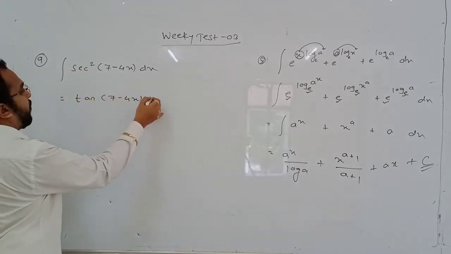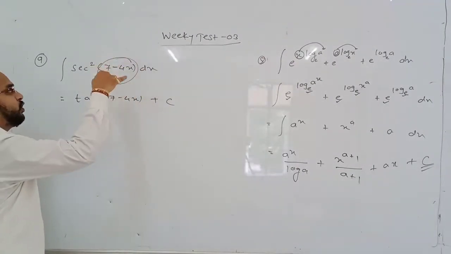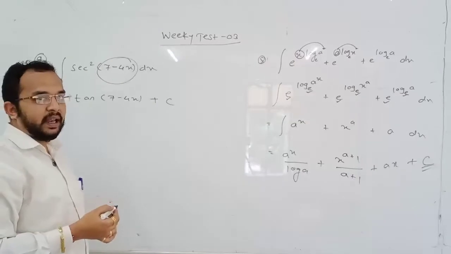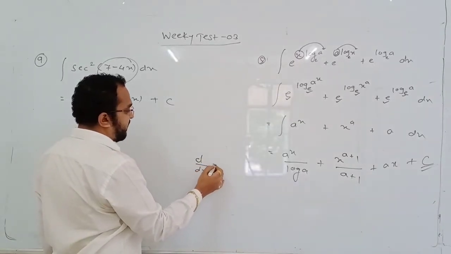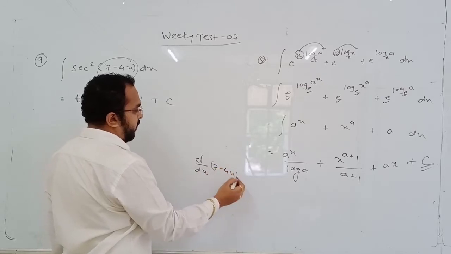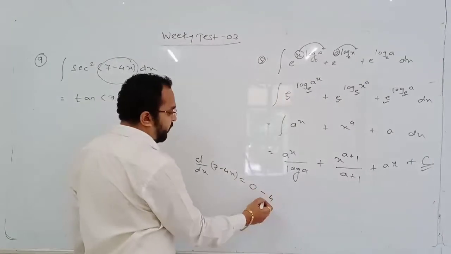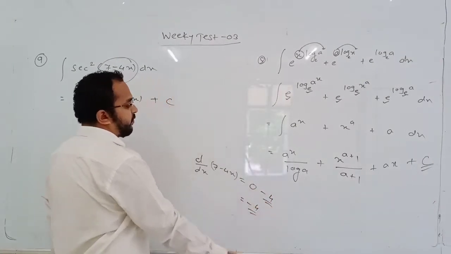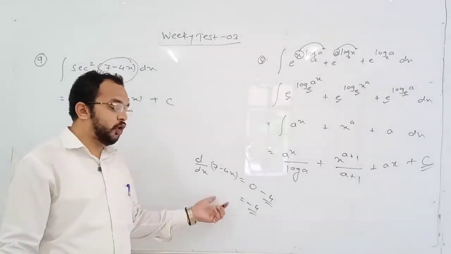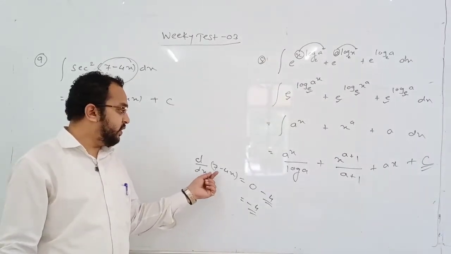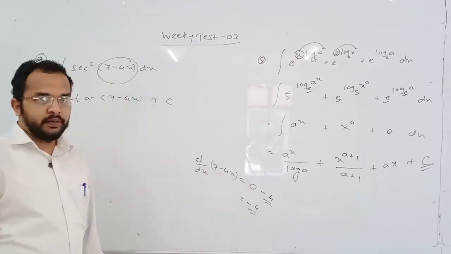But when that something is not x, something other than x, then differentiate it again. What is the differentiation of 7 minus 4x? The differentiation of 7 is 0, and of minus 4x is minus 4. So the differentiation of this is minus 4. Okay, it is differentiation, not integration. What is the differentiation of 7? 0. And of minus 4x, minus 4.